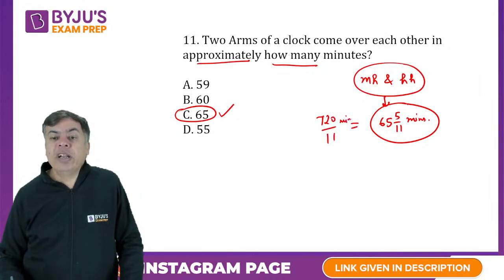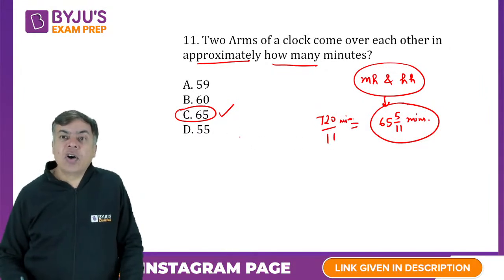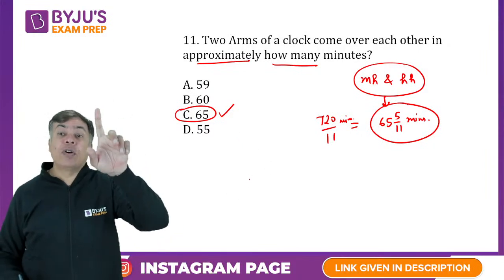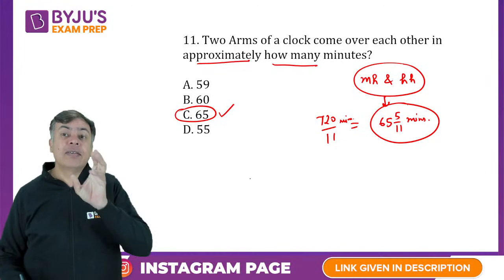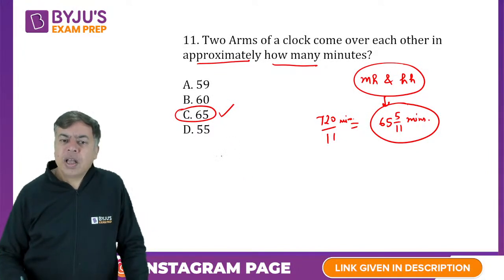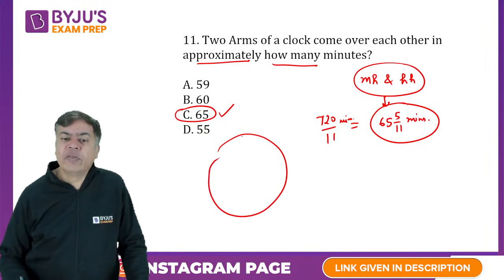The point is that at 12 o'clock they are together. Again at 12 o'clock they will be together, after 11 meetings. So their relative 11 circles would be there. How does it happen? I will just give you an idea.